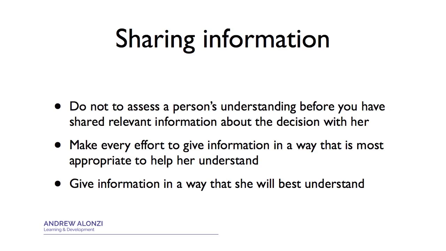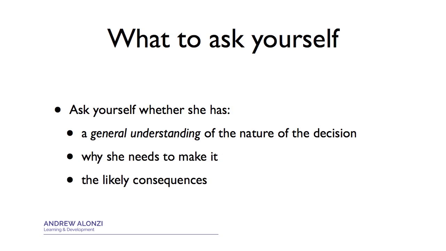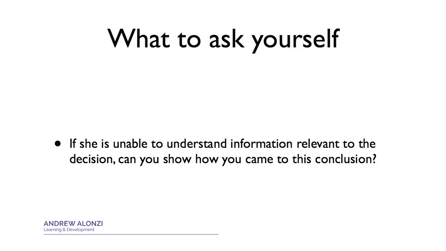Ask yourself whether she has a general understanding of the nature of the decision she is being asked to make, why she needs to make it, and the likely consequences of making or not making the decision. If she is unable to understand information relevant to the decision, can you show how you came to this conclusion?